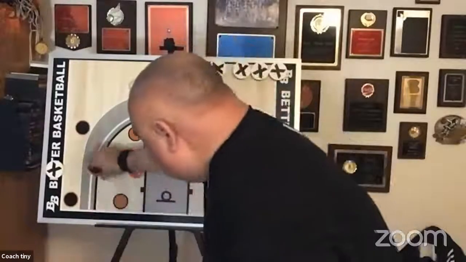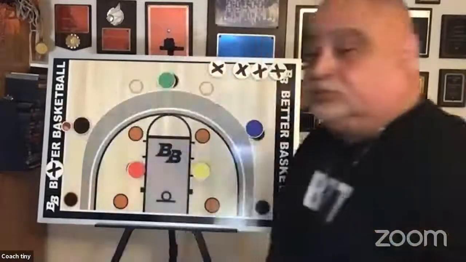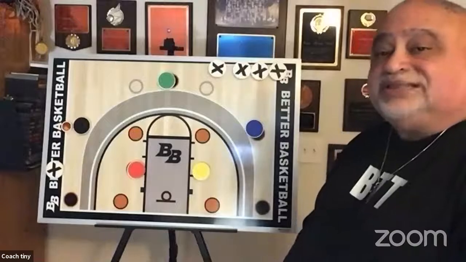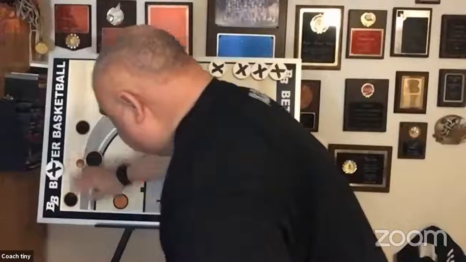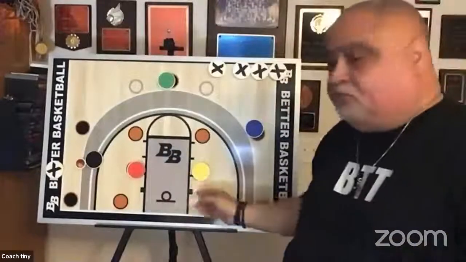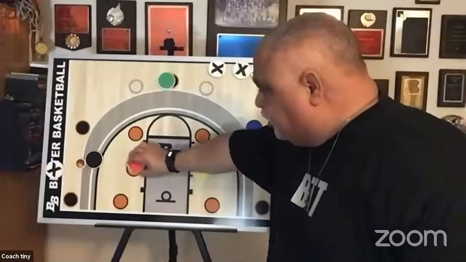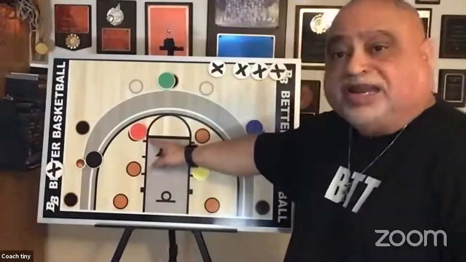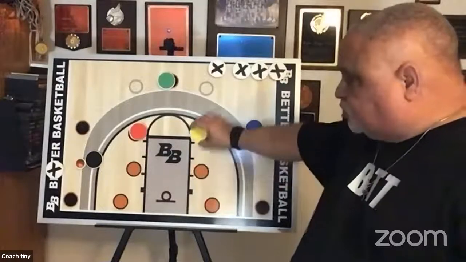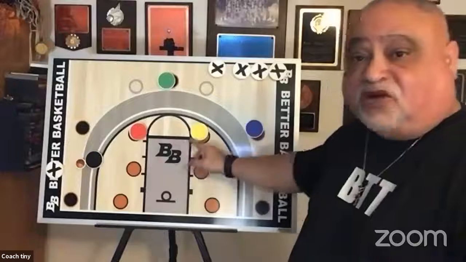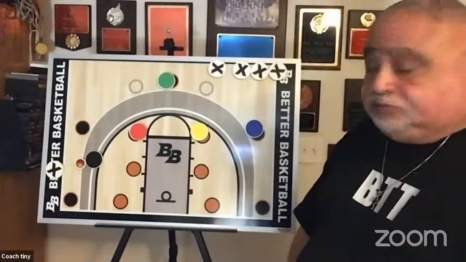The ball is in the wing. I decide to attack the baseline. The reaction of both posts, whenever the ball goes baseline, is to move to the elbow. This one is called 90 because it's 90 degrees from the ball. This one is called 45 because it's at 45 degrees from the ball. And they call it.